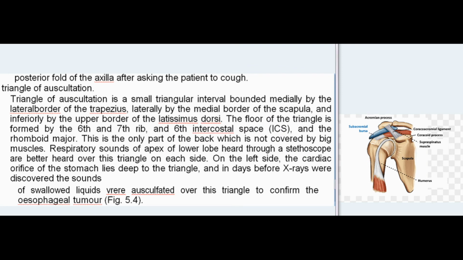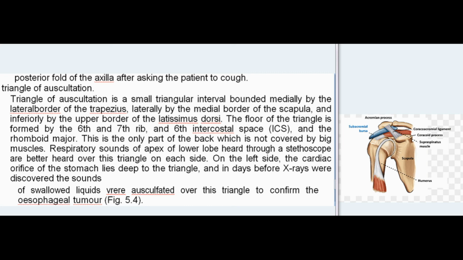Triangle of auscultation. Triangle of auscultation is a small triangular interval bounded medially by the lateral border of the trapezius, laterally by the medial border of the scapula, and inferiorly by the upper border of the latissimus dorsi. The floor of the triangle is formed by the 6th and 7th rib, and 6th intercostal space, ICS, and the rhomboid major. This is the only part of the back which is not covered by big muscles.